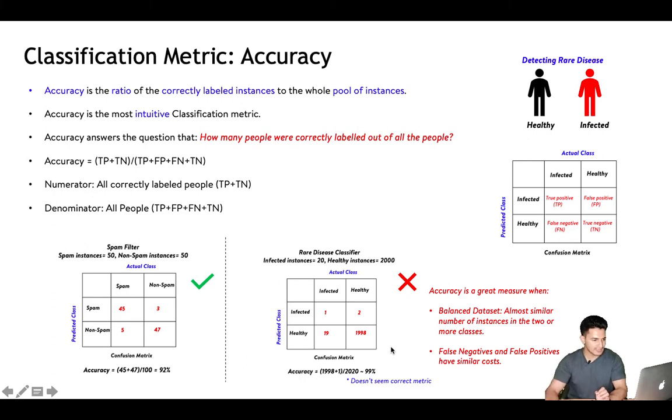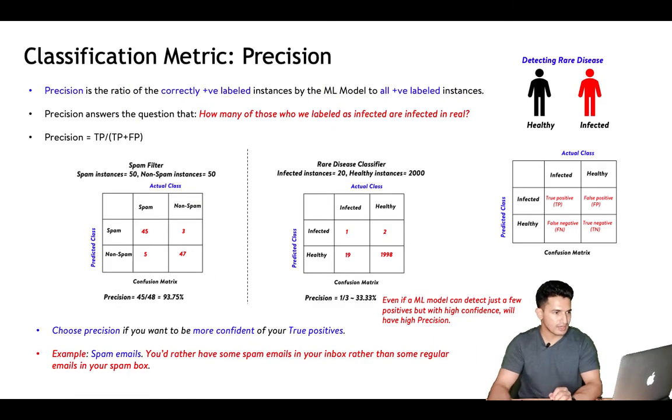Now one thing to note here is that even though the model is not doing a good job, accuracy is very high. So accuracy is a very good metric when we have a balanced classification problem. But in this kind of imbalanced classification problem, accuracy is not a good metric. Accuracy is not a good metric when the cost of false negative and false positive is not similar. Here we have a very high cost for false negative because we would not like any infected person to go undetected. With that, the next classification metric we will look at is precision. Precision is the ratio of correctly labeled instances to that of all the positively labeled instances.